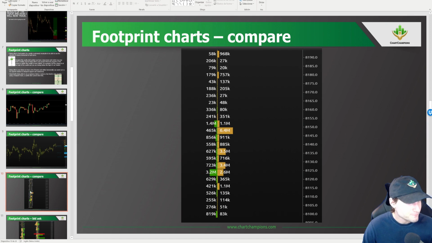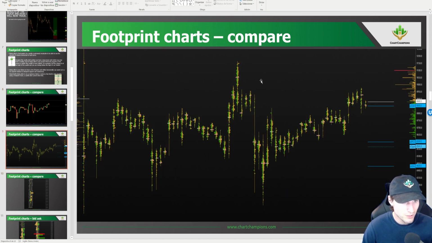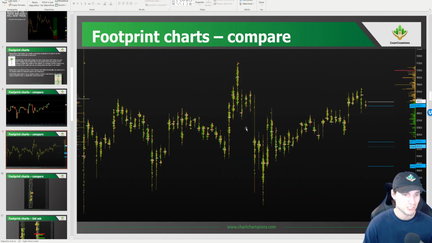When you compare this, it's the exact same view. This is on candlestick charts. This is our footprint charts. What is the difference here? What can you see the difference is here? What sticks out to me?